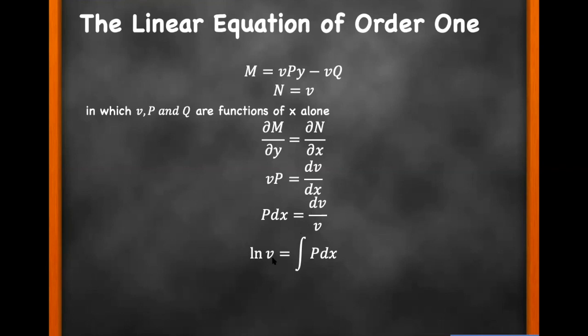So for us to eliminate the ln, we need to get the anti-ln of both sides of the equation. Thus we have v equal to e raised to the integral of p times dx. So this is now the integrating factor, or this is how we determine the integrating factor, which is e raised to the integral of p times dx. Or we can represent this by the letter I, so we will not be confused.